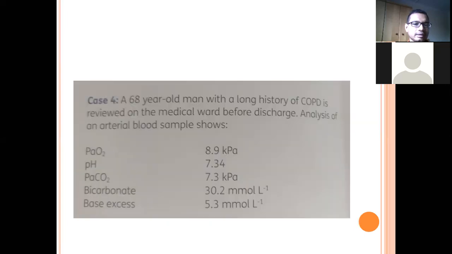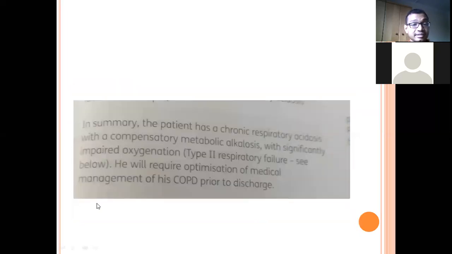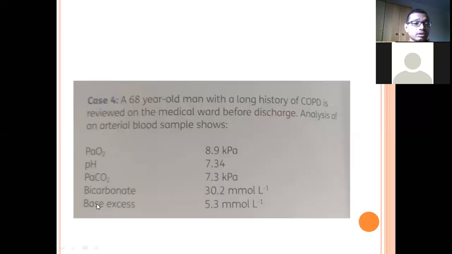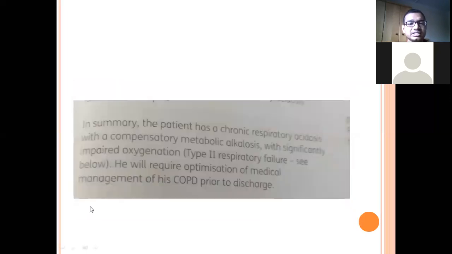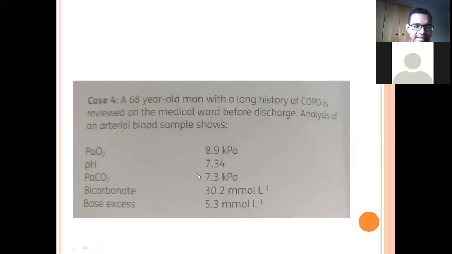So when the bicarbonate and base excess don't match the pH, what does that mean? They are trying to compensate. They are pulling towards the opposite side to make it normal. That's why it is compensatory, which we call compensatory metabolic alkalosis, just to correct the respiratory acidosis. And here the carbon dioxide is also high, along with hypoxemia, that means a low level of oxygen. So it's a type 2 respiratory failure, because not only is oxygen going low, but also the carbon dioxide is high.